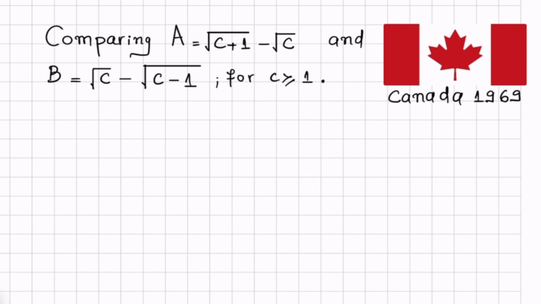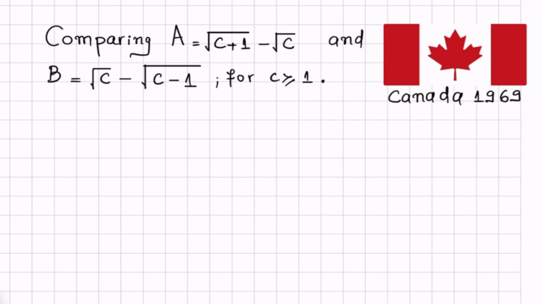In this question we have to compare these two numbers, a equal to square root of c plus 1 minus square root of c, and b equal to square root of c minus square root of c minus 1, for any number c greater than or equal to 1. This question is from the Canada Math Olympiad in 1969. If you want to give it a try, pause the video, and if you are ready, please keep watching.